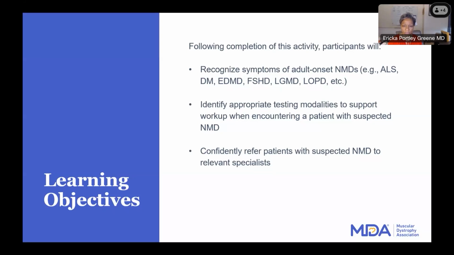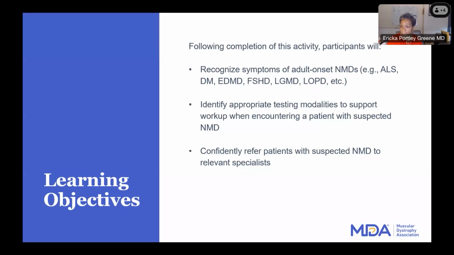neuromuscular disorder. We'll also talk about the appropriate testing modalities that support a workup when you encounter a patient in whom you suspect a neuromuscular disorder, and how to feel more confident in your referral of those patients to specialists such as myself and Dr. Shroff.